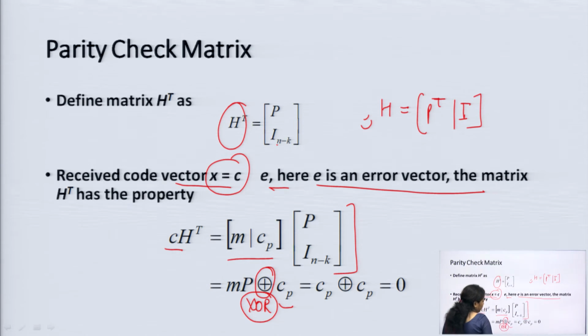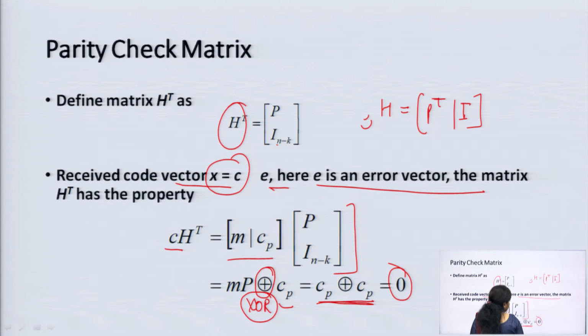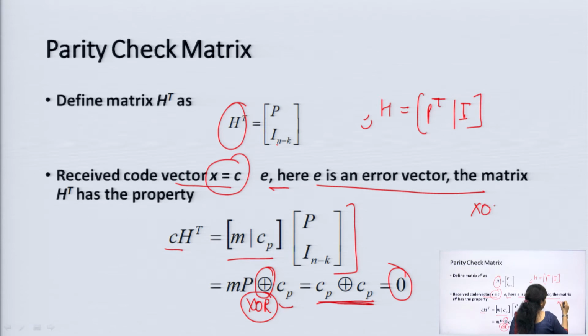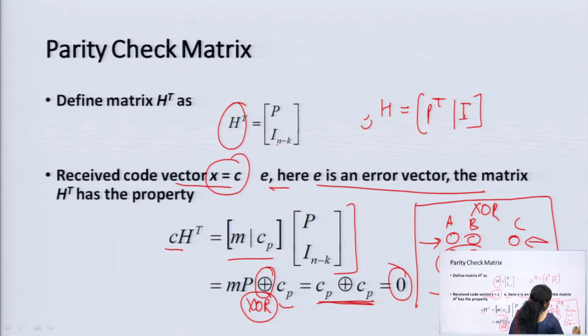When you XOR this C P with C P, the same value gives 0, because what is the truth table of the XOR gate? The XOR gate truth table is 0 0 0, 0 1 1, 1 0 1, 1 1 0. Whenever the 2 bits are different, the output will be high, and whenever the 2 bits are the same, the output will be low. So, this is the XOR operation that has been used over here.